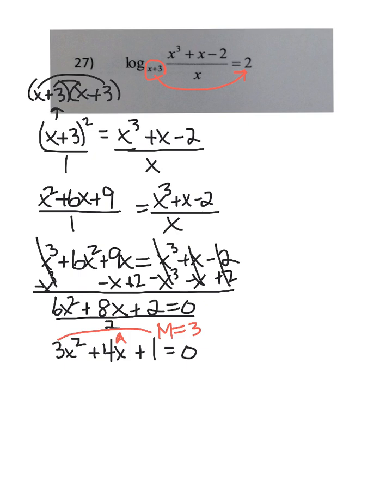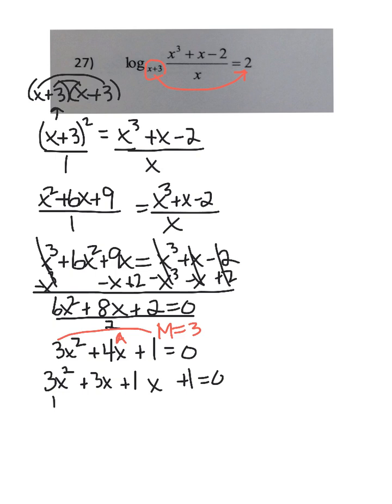And remember, when we do rainbow, you bring down the first term and you bring down the last term. Okay, what multiplies to 3 and adds to 4? Well, that would be a 3. I'm going to put an x next to it, and 1. I'm going to put an x next to it. Okay, so these guys add to a positive 4x, and they multiply to a positive 3.